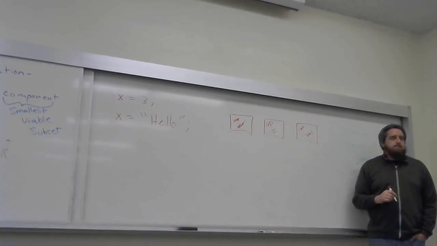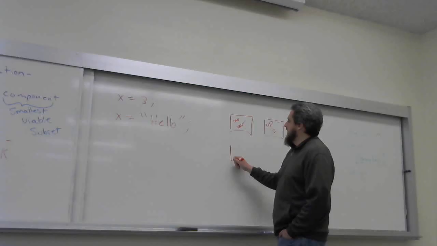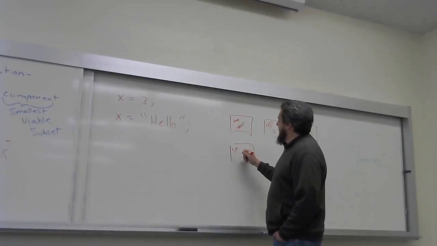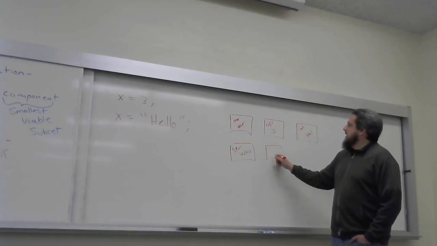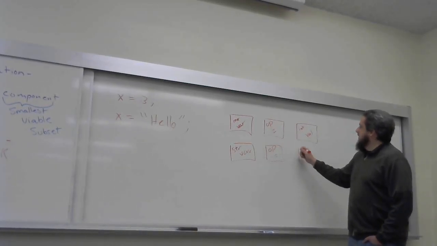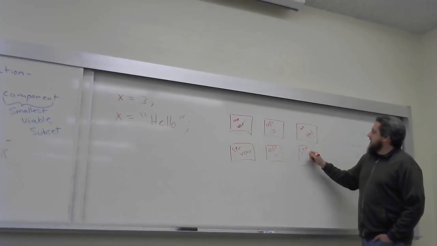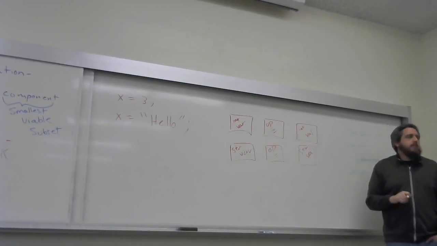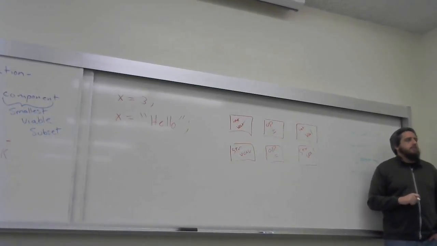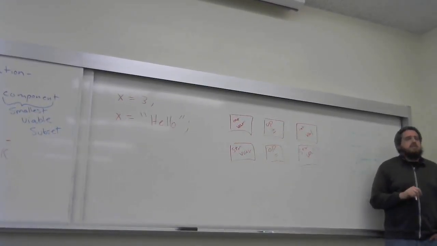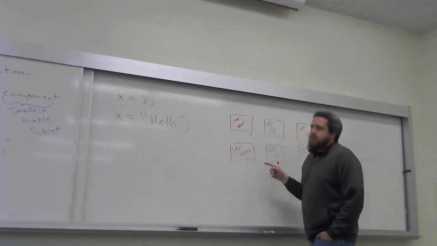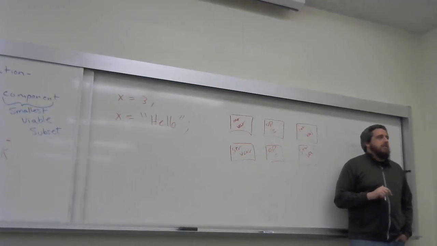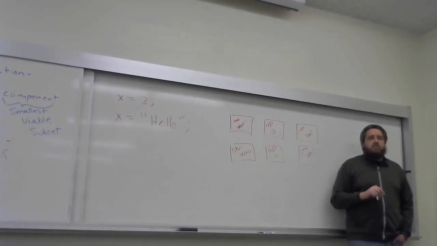Right? I can also say string variable, operator assignment, string value in C. Both of those are acceptable sentences, correct? What do I need to know about x before I can do either one of these things here? If it's going to be an integer or a string.